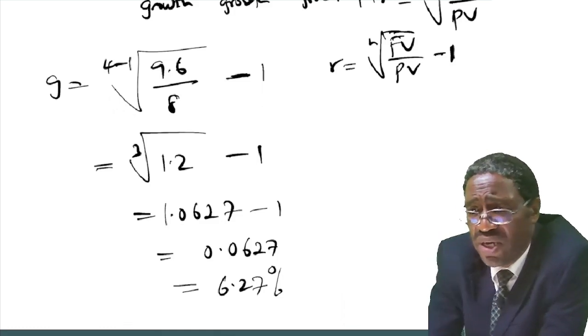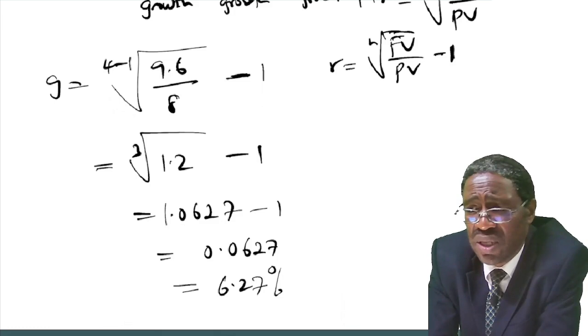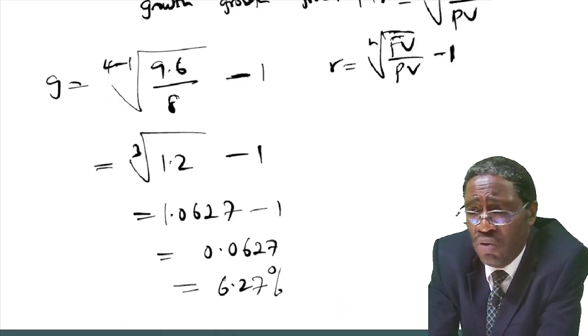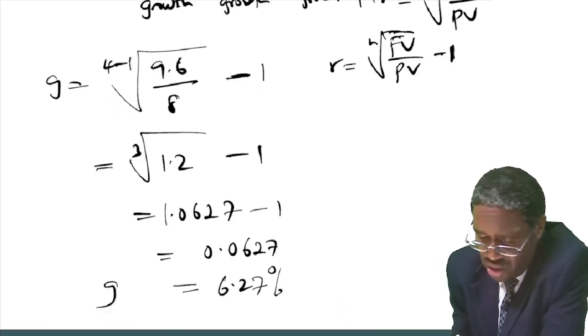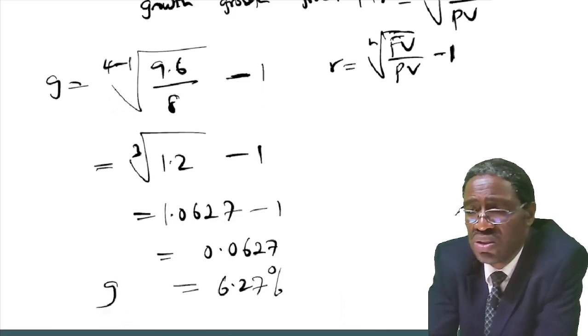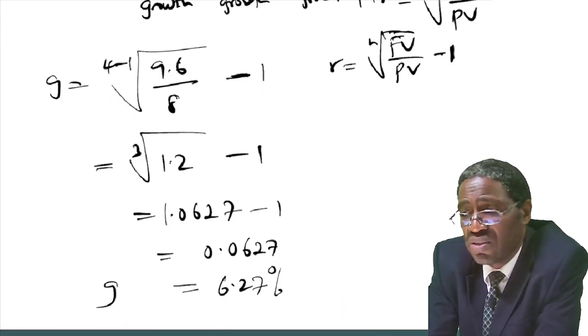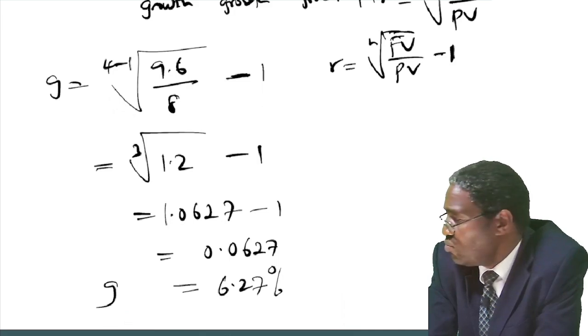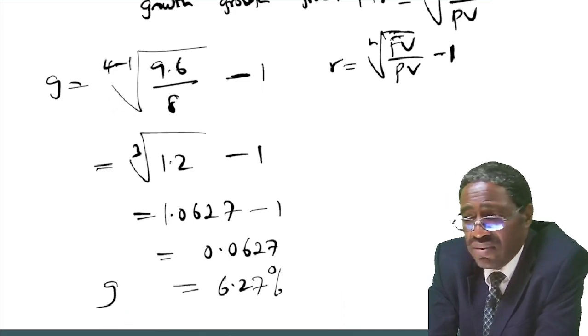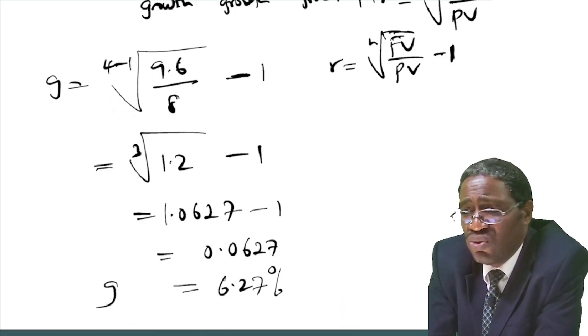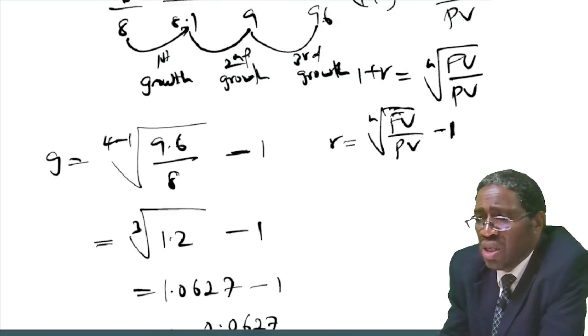Then you copy the remaining part of the calculation, and you end up with a G of 6.27%. Good. Okay. Finish.